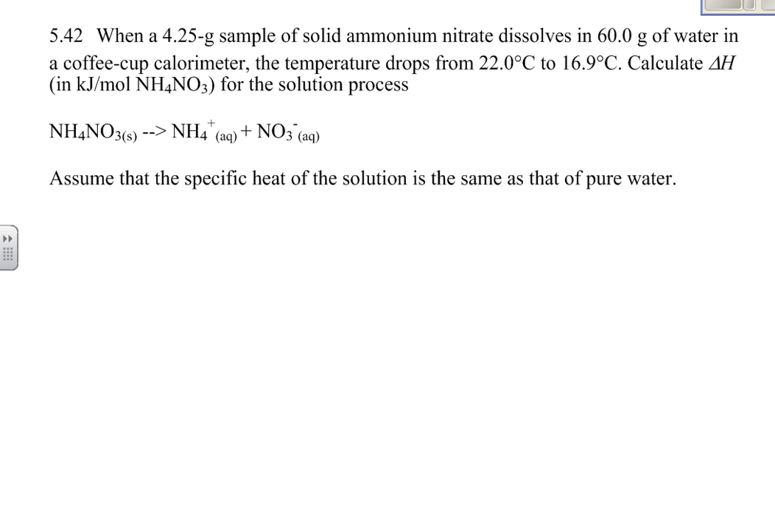In this next problem, we're dissolving ammonium nitrate in 60 grams of water in a coffee cup calorimeter. The temperature in this process is going to drop, so this will be an endothermic process, as the reaction is going to gain energy from the water in order to occur. The problem wants us to calculate the enthalpy in kilojoules per mole of ammonium nitrate for the solution process. It's telling us that we can assume that the specific heat of the solution is the same as that of the pure water.